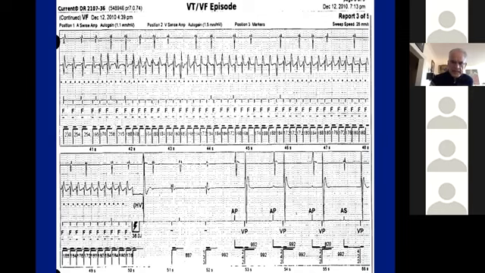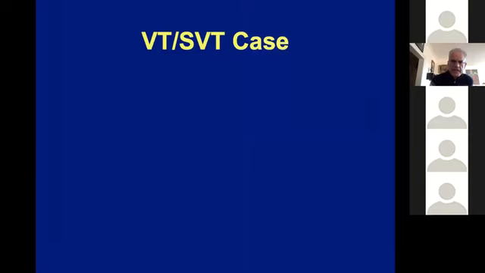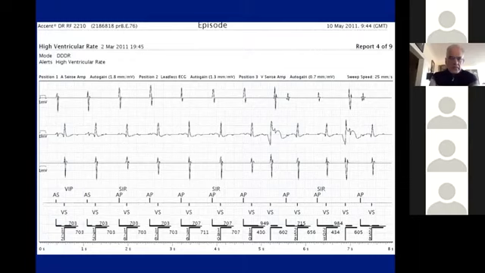All right. Another VT-SVT case. So the device calls it a high ventricular rate episode. And we can look at the designation of the device. This is actually a pacemaker. So this will not be an ICD. This is a pacemaker. Let's look at the electrograms.